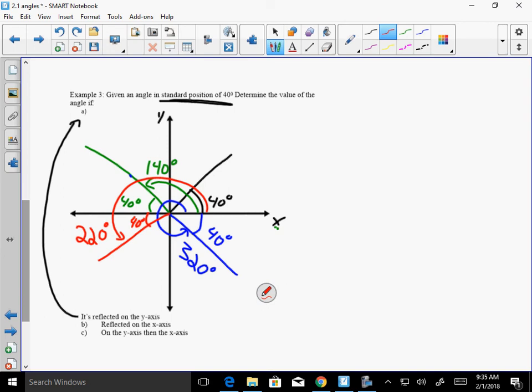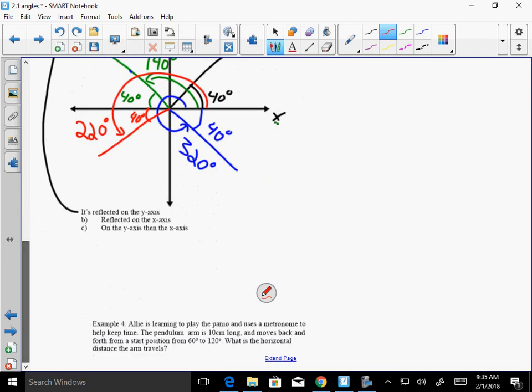I don't think we had to deal with any reflections so far. I don't think there's any in Foundations 20. It's good to get used to it now because in pre-calc 30 there are. All right. One last question.